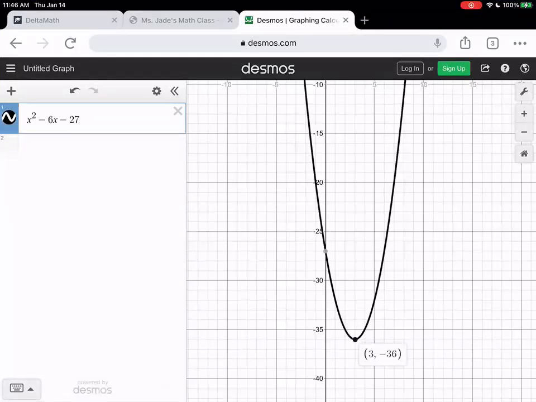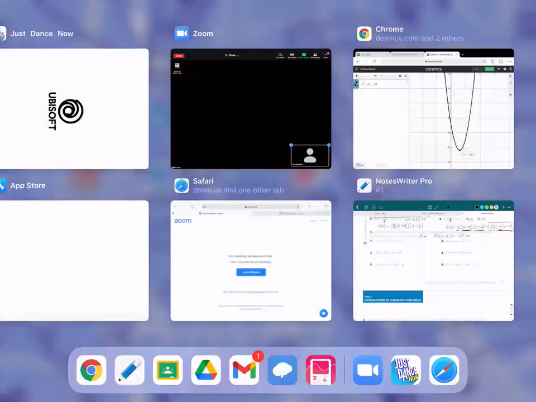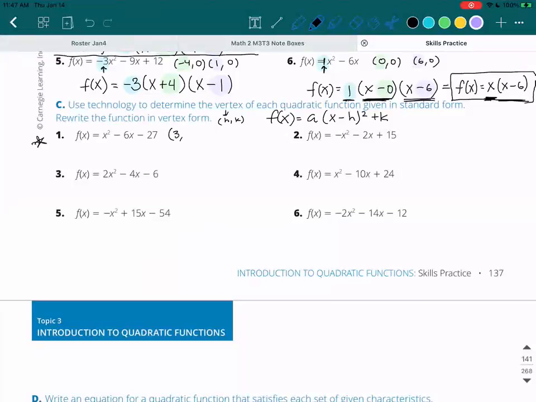The vertex is either the lowest point if it's facing upwards, or the upside down version would be the highest point. But now this is our vertex, 3, negative 36. I'm going to let you guys stare at it for a little bit. I don't know how much you're lagging, but I want you to confirm that you can see that the vertex is 3, negative 36. And so I'm going to go ahead and write that down in our skills practice. 3, negative 36. That is our vertex.